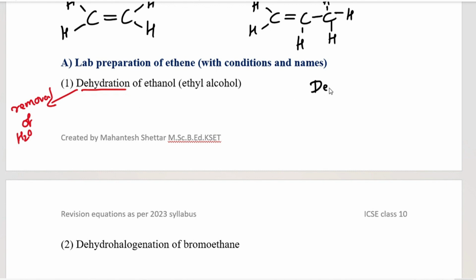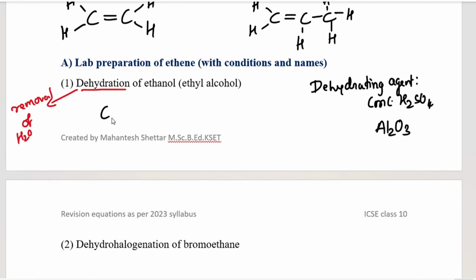So we have to use a dehydrating agent. So dehydrating agent, we know what it is? Concentrated sulfuric acid, or we can also use alumina. Now take the alcohol ethanol, C. I will write it like this: H OH H H H. Okay, why? Because it will be easy for me to show the removal of water molecule. Concentrated H2SO4 around 170 degrees Celsius.